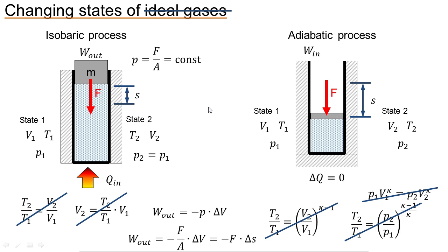You can't do it all at the same time, because you have to do it one by one. You have state 1, state 2, state 3, state 4. This is how an engine works, and this is what you do here. You have state 1 and you have state 2, and the gas stayed at the same position.